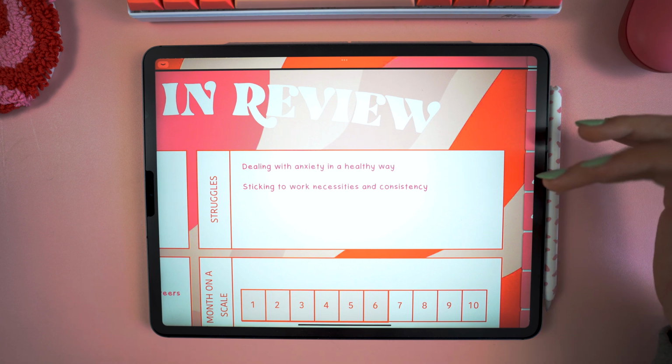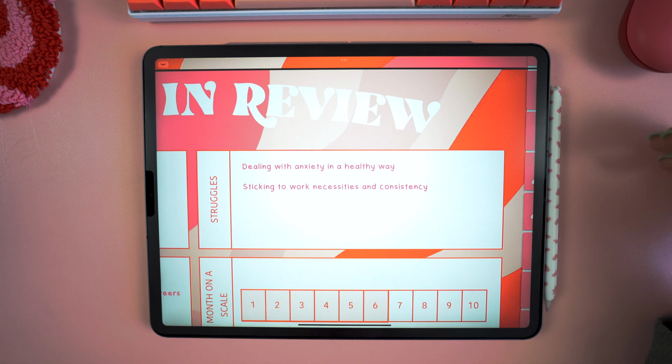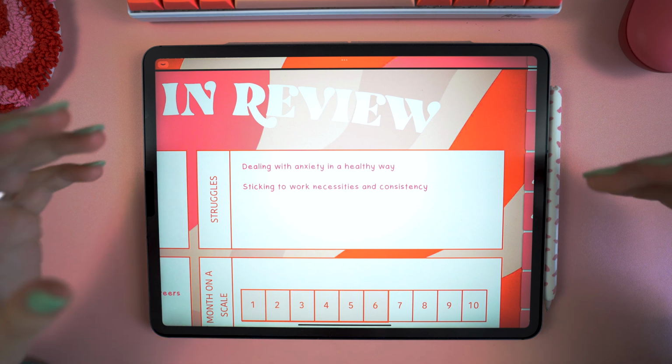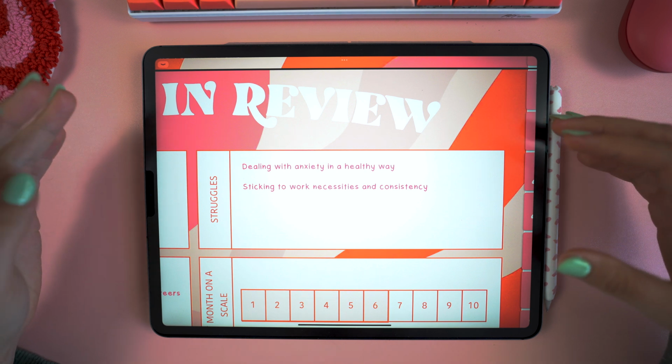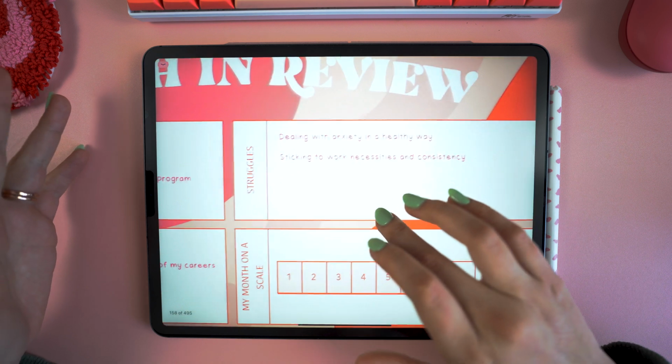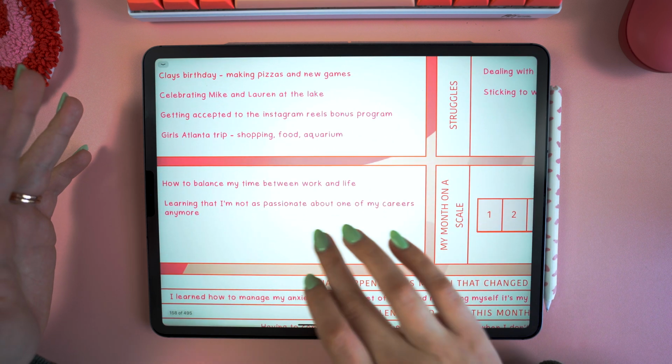Another struggle I had was sticking to my work necessities and consistency. Most of this was due to the anxiety that I was currently facing at that time, so it was hard to want to focus on those things. However, I know what tasks and pieces of my businesses need to be consistent in order to be successful. I just simply wasn't as consistent as I would really like to be.